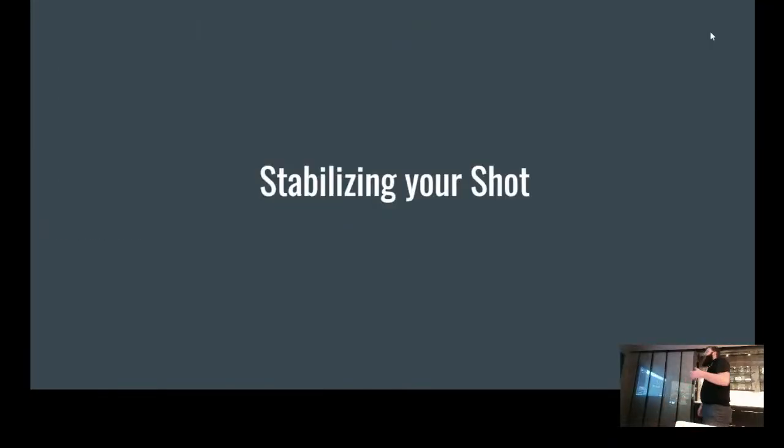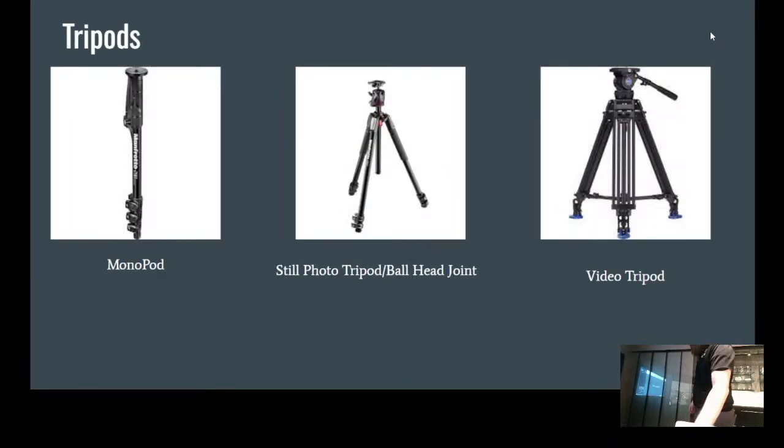Now, to stabilize your shot, there's a lot of different ways that you can do this. I've broken it down into the most important categories that I see customers looking at. We start with your standard tripods, or sticks, if you will. Because a monopod is technically one leg, it's not a tripod. But a monopod's great for lightweight, easy carrying, for hiking or backpacking.